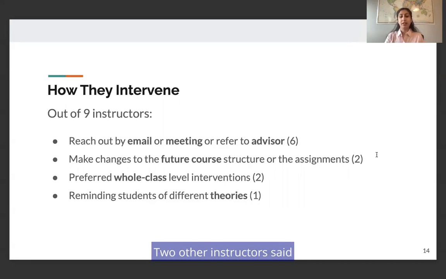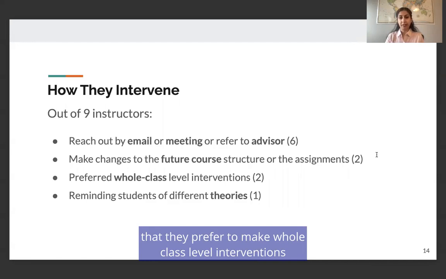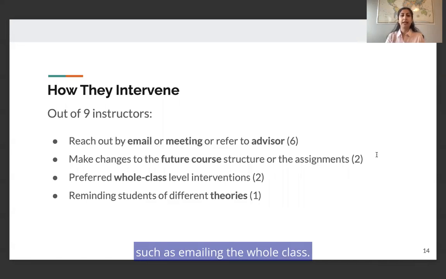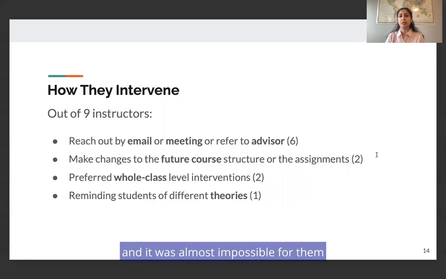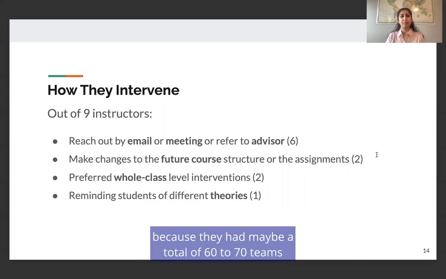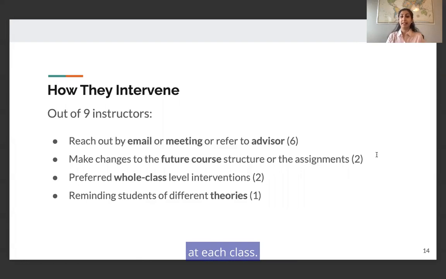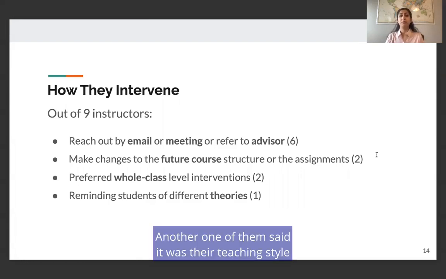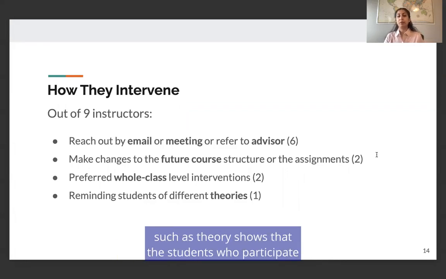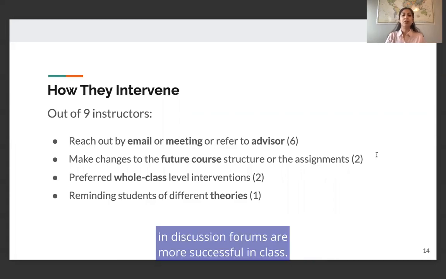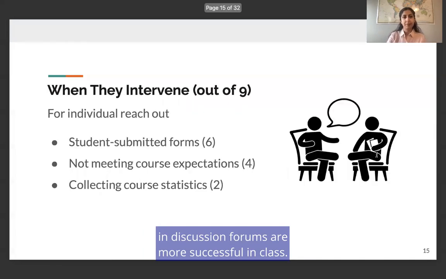Two other instructors said that they prefer to make whole class level interventions, such as emailing the whole class. One of them said it was because their class size was too large and it was almost impossible for them to reach out to individual teams because they had maybe a total of 60 to 70 teams at each class. Another one of them said it was their teaching style and they preferred to remind students of different theories in learning, such as theory shows that the students who participate at discussion forums are more successful in class.